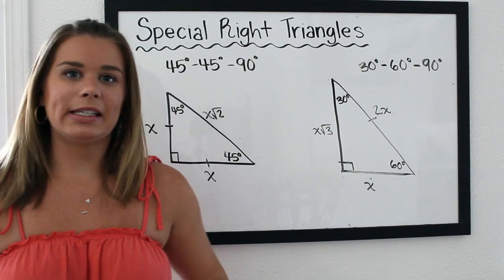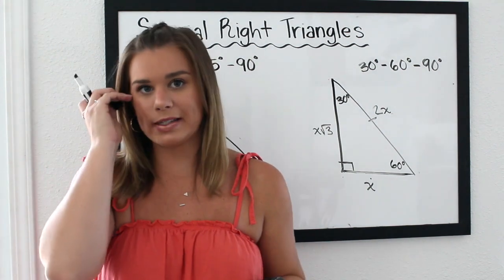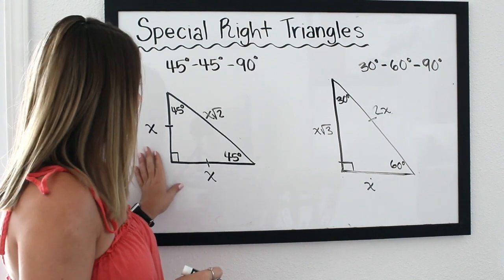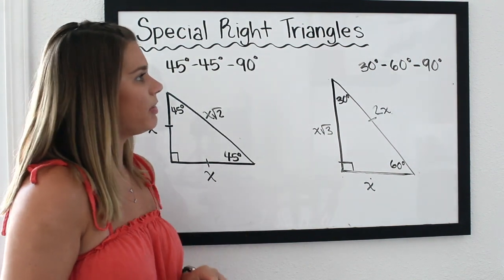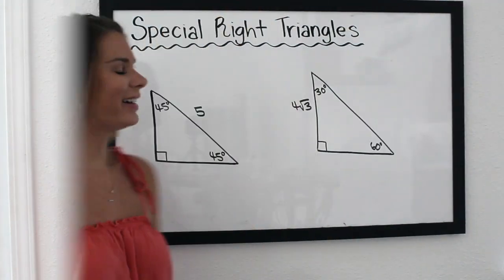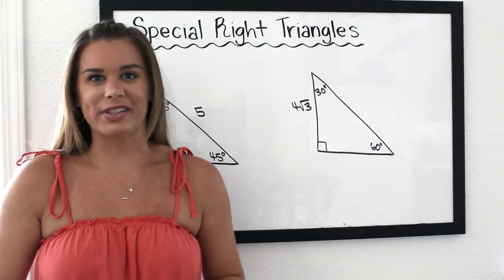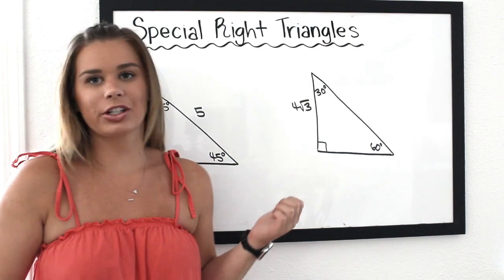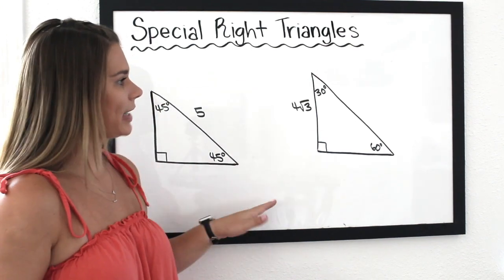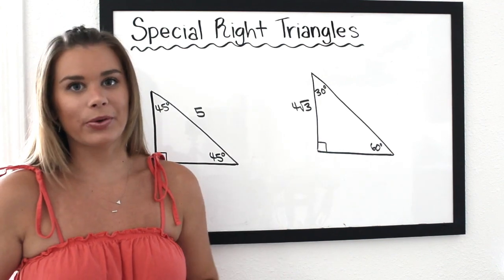Okay, so let's actually see this in practice. I'm going to do two examples. One is going to be with a 45, 45, 90 triangle, and the other is going to be with a 30, 60, 90 triangle. All right, so here are two examples here. I'm going to show you how you can actually use these special right triangle rules to come up with missing side lengths on these types of triangles.